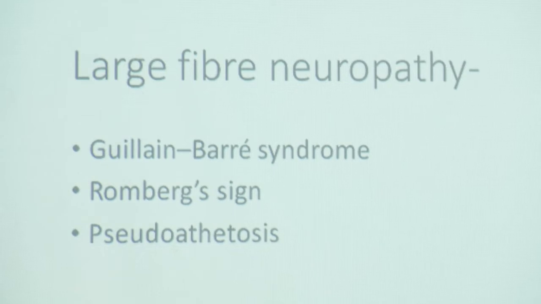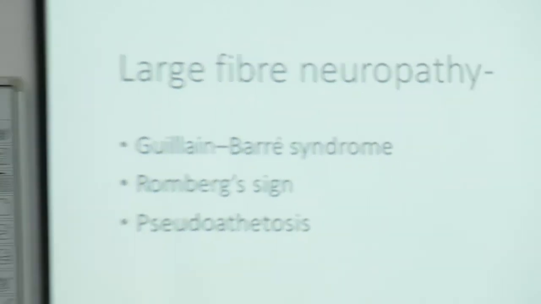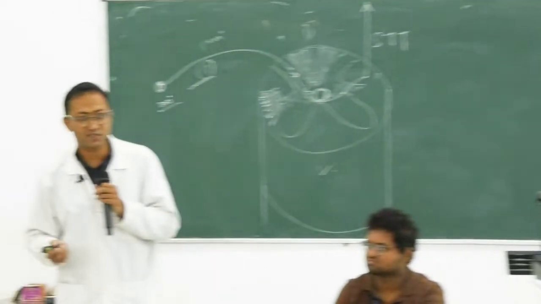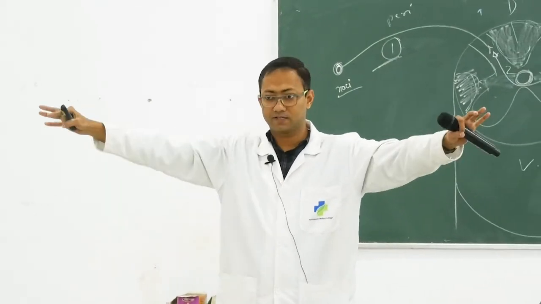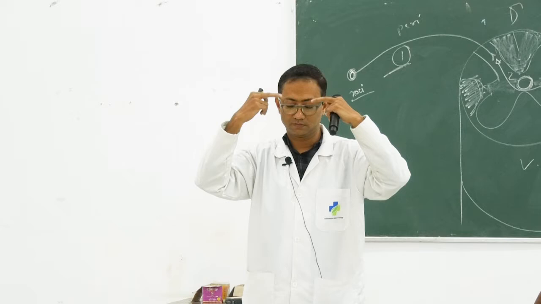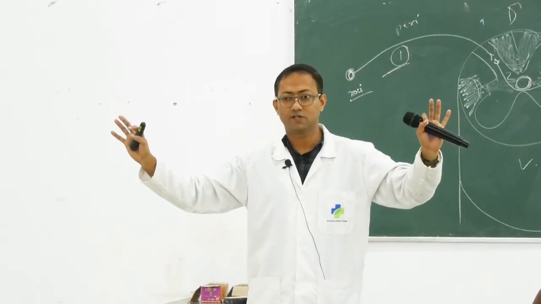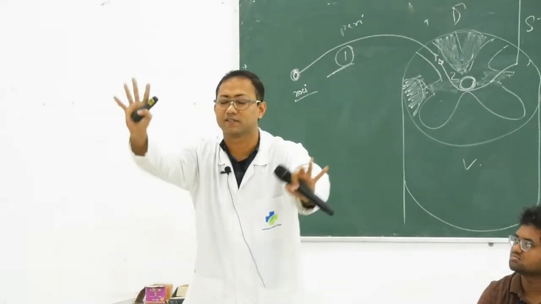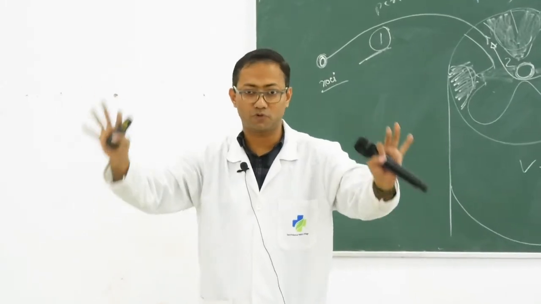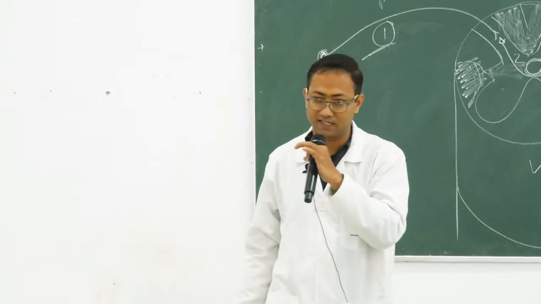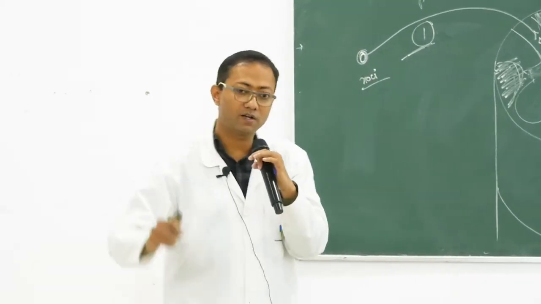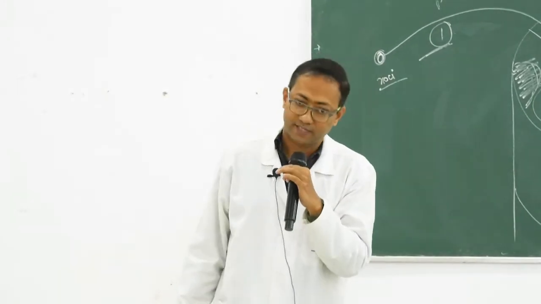And there will be pseudoathetosis. What is pseudoathetosis? This is also again a test for large fiber neuropathy. So you will ask the patient to stand and stretch his or her hands, right? And you will ask the patient to close his or her eyes, right? So what will happen? The patient will be just doing like this. That means wandering, about to fall, right? So wandering movement of both the hands. So this is called pseudoathetosis, right?